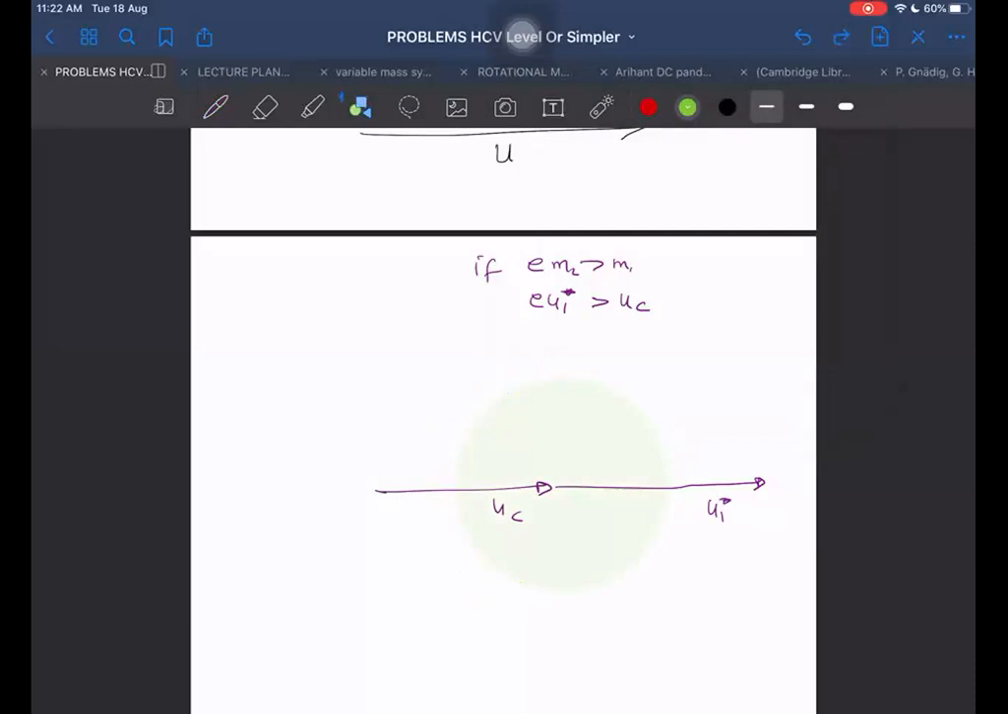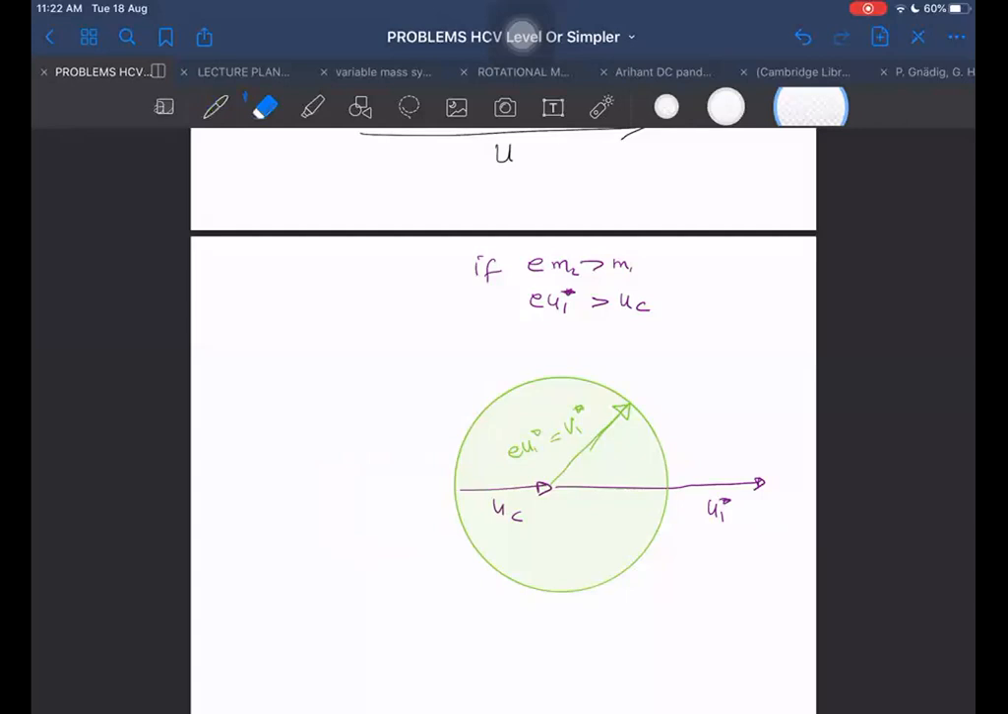This is okay. So in this particular case, one vector is UC, and the other will be this one. This vector is V1 star, which is also equal to E into U1 star. Wait a second, I have to change it. Now UC is less, it is less in this case.